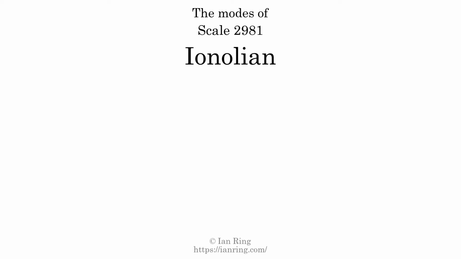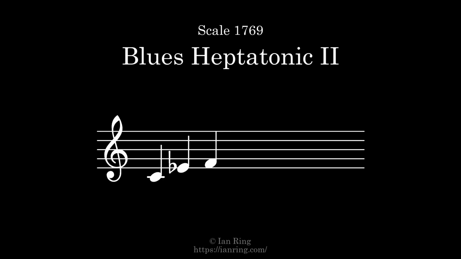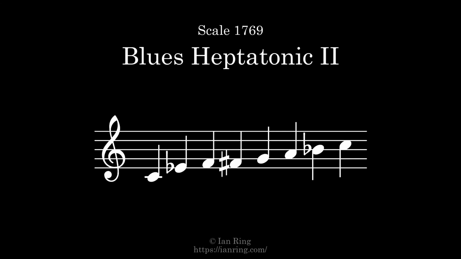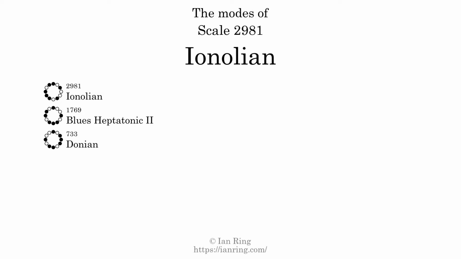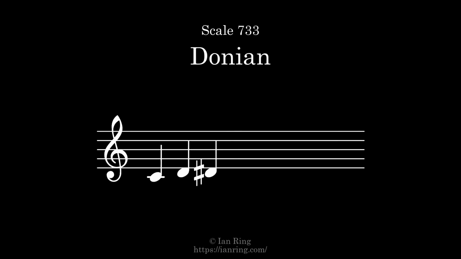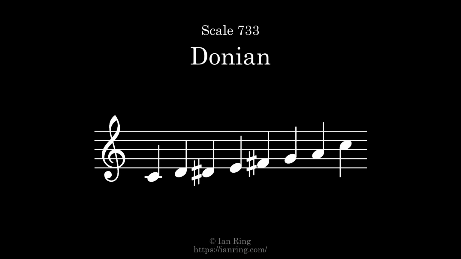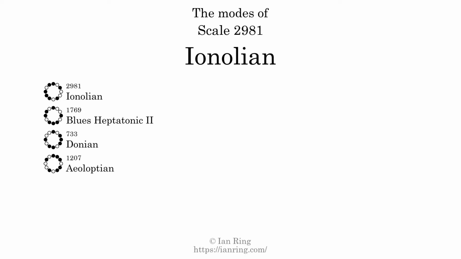This scale has 7 modes. The first mode is itself. The second mode is scale 1769, also known as blues heptatonic 2. It sounds like this. The third mode is scale 733, also known as Donian. It sounds like this. The fourth mode is scale 1207, also known as Ionolian. It sounds like this.